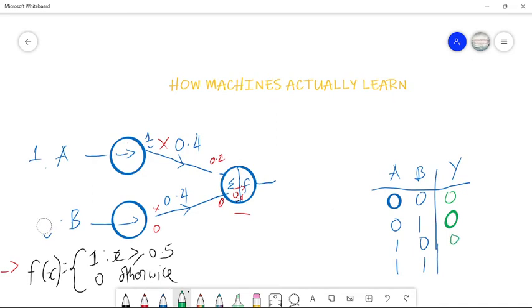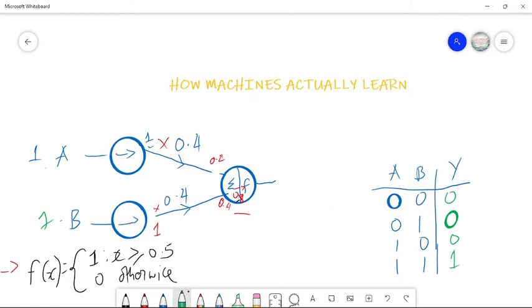Finally, when both A and B are 1, the A branch is not going to change because we already saw what happens when it is equal to 1. It's going to be equal to 0.4. In the B branch, we're going to have a 1 here multiplied by 0.4 gives us 0.4. 0.4 plus 0.4 is 0.8, and f of 0.8 is finally equal to 1.